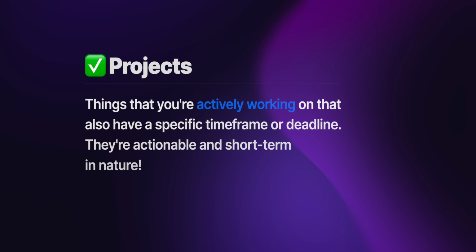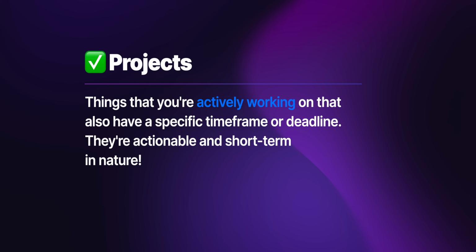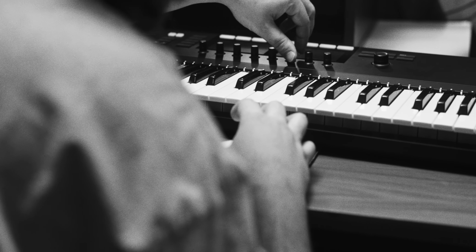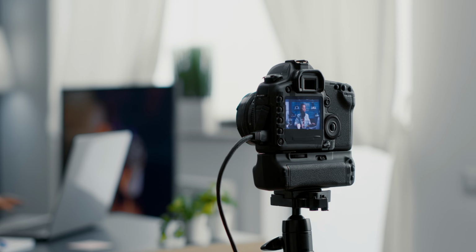Basically, you can simplify everything happening in your life just to these 4 sections. First, projects are things that you are actively working on that also have a specific time frame or deadline. They're actionable and they're relatively short-term in nature. For musicians, it could be your next gig or your next film score. I often use projects as my next YouTube video.